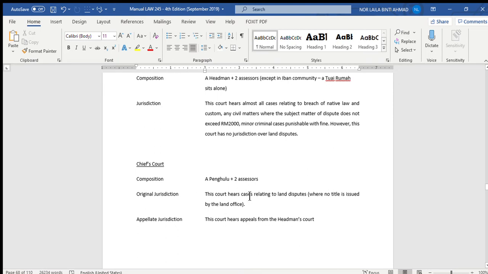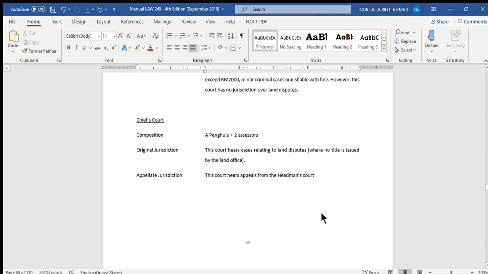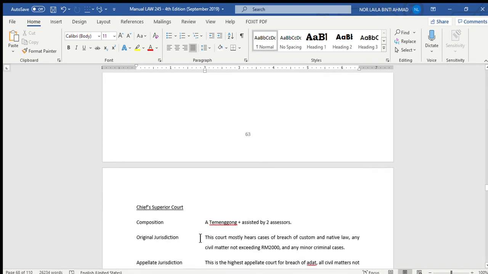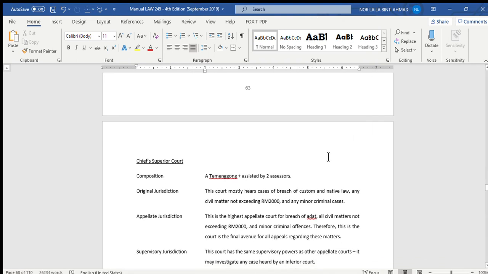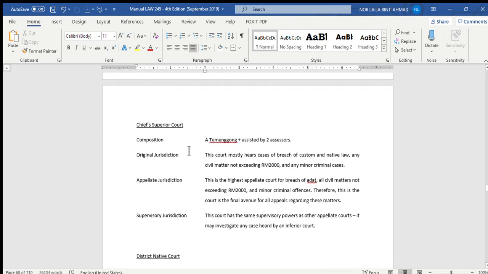Original jurisdiction will hear cases relating to land disputes where no title is issued by the land office, and appellate jurisdiction to hear appeals from the headman's court, the lowest in the hierarchy just now. And then the Chief Superior Court. For Chief Superior Court, it has three jurisdictions. Its composition: a Temenggung, assisted by two assessors.